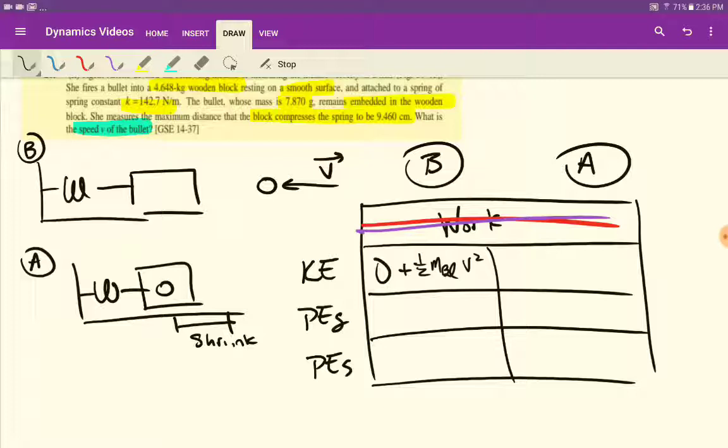Then what's going to happen is when the bullet hits the block, and the thing comes in and it shrinks, this is going to be the max shrink. And at max shrink, the velocity equals 0. You got to think about it. The bullet's going to come in, it's going to hit it, bang, and then it's going to slow down until it stops. Okay? And that's going to represent the situation at A.